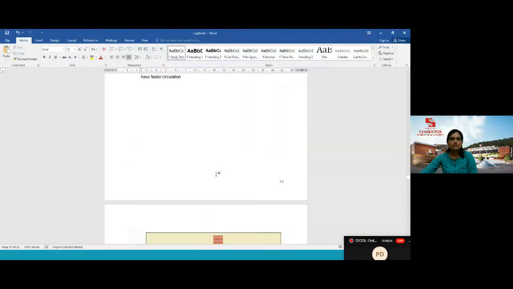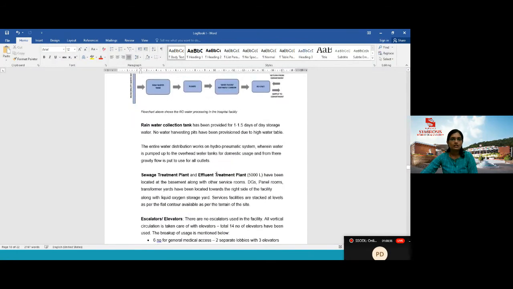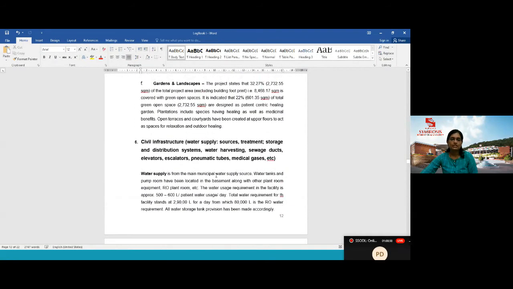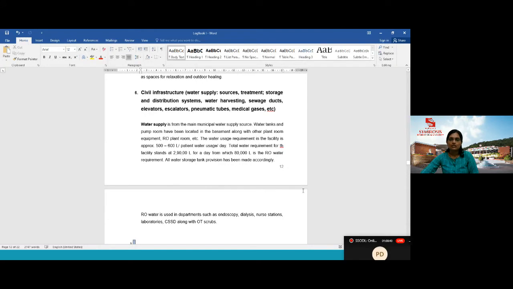So this is about civil infrastructure here. So water supplies from main municipality water source, water tanks and pump rooms have been located in the basement. So in this way, whatever is the description that you found in your hospital, the hospital that you are studying, that you have to mention.